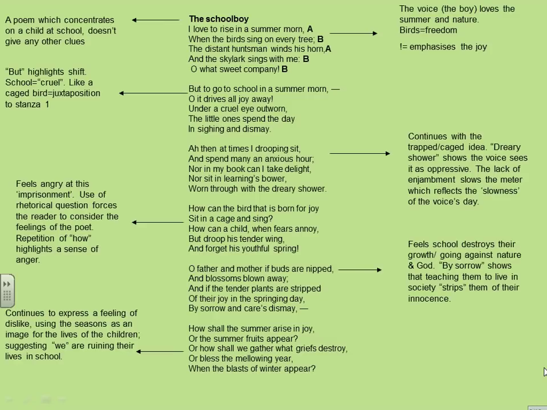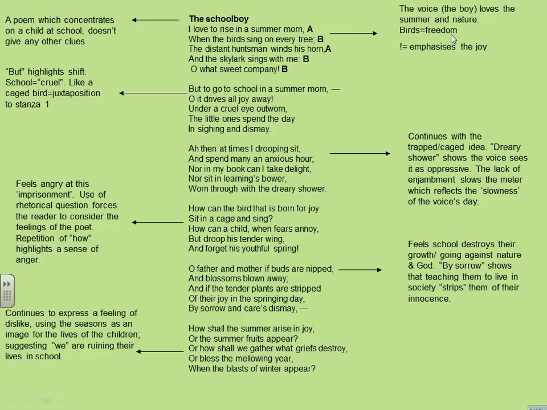This is the planning. So you can see I've started off with the title. What does the title make me think and feel? Well, it seems to be something that obviously concentrates on a child at school. It doesn't necessarily give me any clues what it's about. Here you can see I've started to work out the rhyme scheme, which hopefully you're aware of how to do. And I've looked at the first stanza and I've said the voice, or the boy, loves the summer and nature. And I've gone into further detail here.